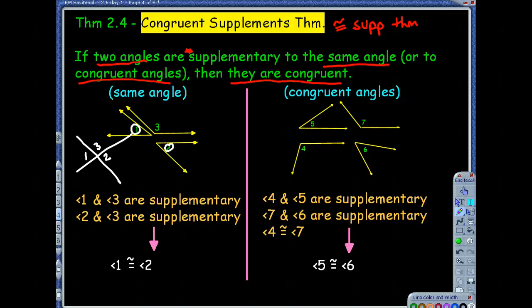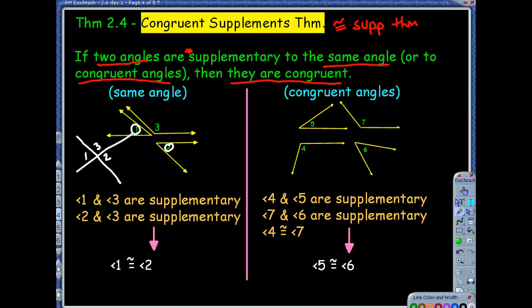So here I've got an example where I've got two angles that are supplementary to the exact same angle. Well, when we had those special angle pairs, when they were all adjacent, what did we notice about these two angles? They ended up being congruent. And if you think about it, we found those vertical angles to be congruent. Notice this picture, they're not all adjacent. And they don't always have to be.